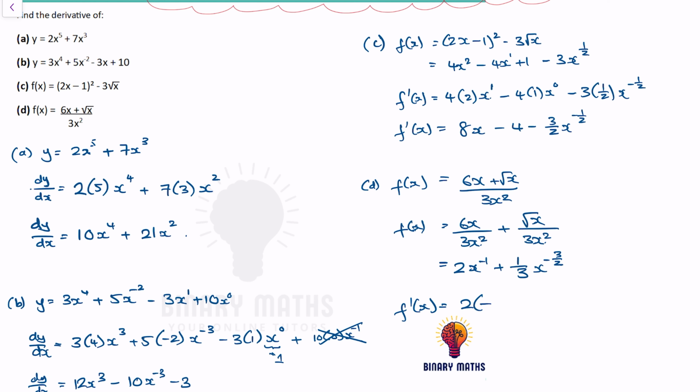So it's 2 times minus 1, x to the power of minus 2, plus a third times minus 3 over 2, x to the power of minus 5 over 2. Because I'm dropping the power as a coefficient and then I'm decreasing the power by 1. Now if I simplify this, I end up getting minus 2 x to the power of minus 2 minus a half x to the power of minus 5 over 2. And I can't simplify any more. So that's that.